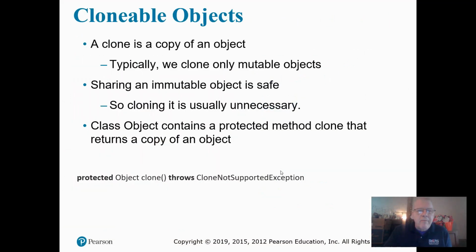Clone is basically a copy of an object. If it's a string or other immutable object, then it's safe. It's not going to be modified by a client on the outside. So there's an interesting situation here. One of the dozen or so methods that capital O Object contains is a protected method called clone that returns a copy of an object.